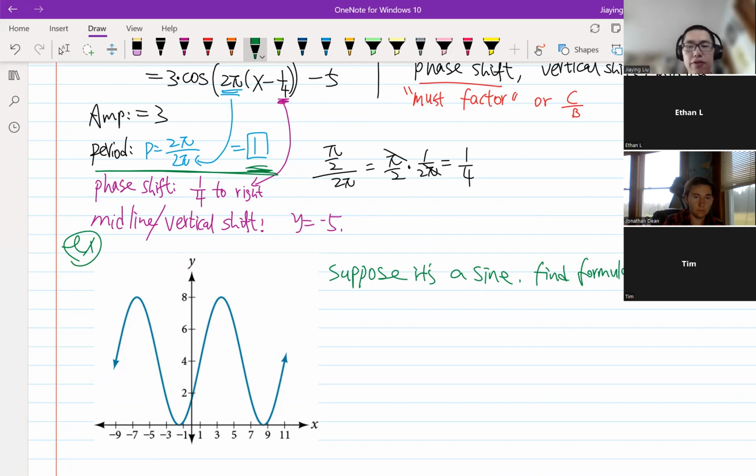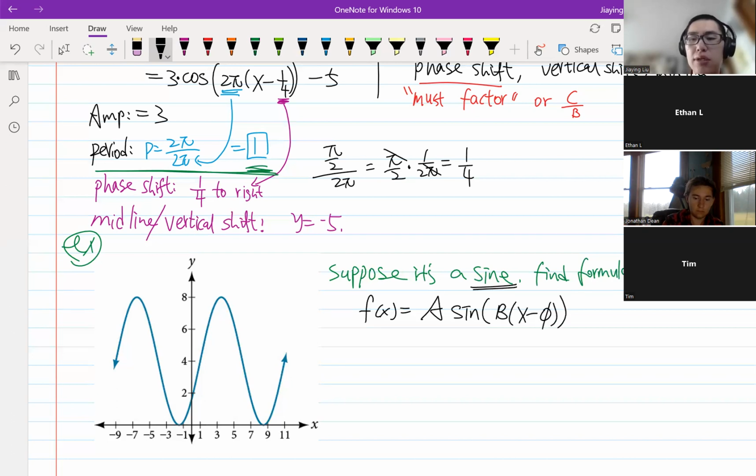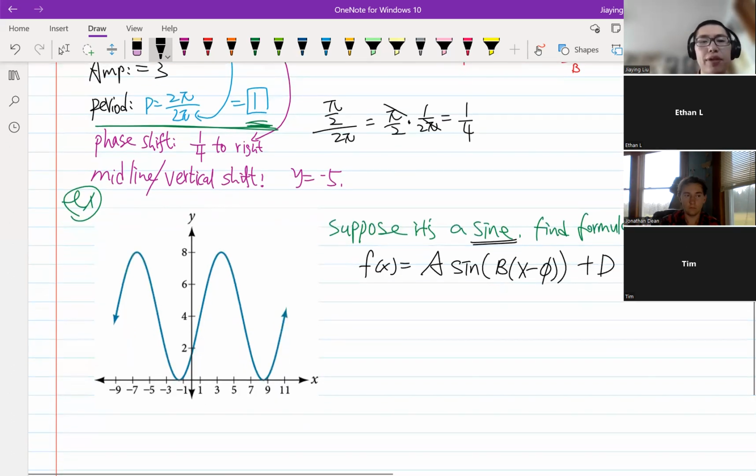Well, if we want to know the formula, I'm going to look for the general sinusoidal function. So I'm going to look for the function in the form of f of x equals A sine, because it says it's a sine, parentheses. I'm going to put a B there, parentheses, x minus phi, plus a D. So I need to know the amplitude from the graph. I need to know the period from the graph so I can find B. And then I want to know the horizontal shift. And I want to know D, the midline.